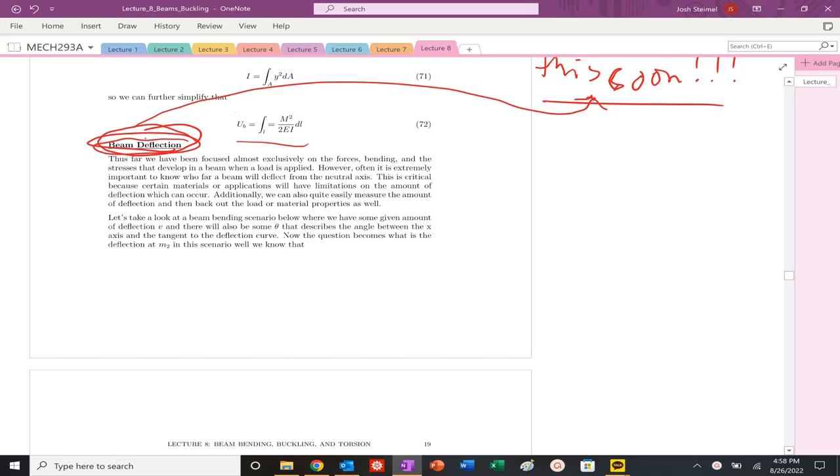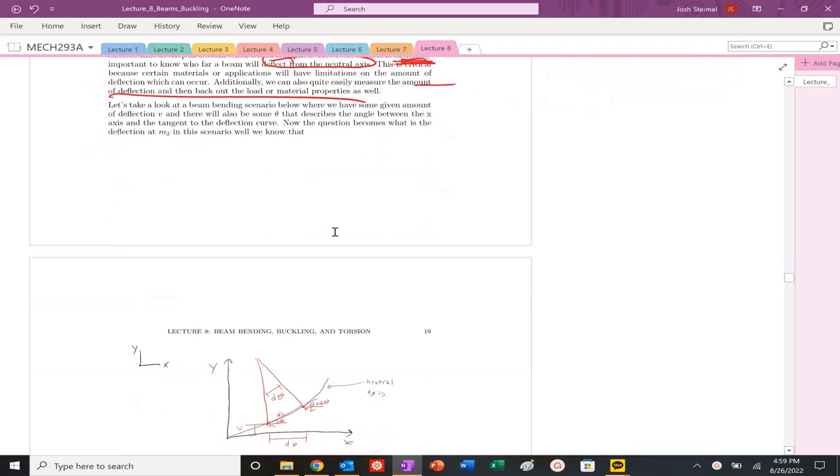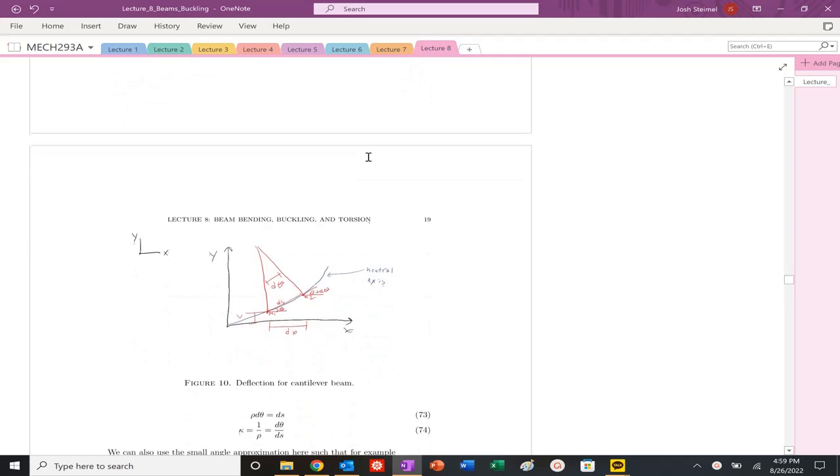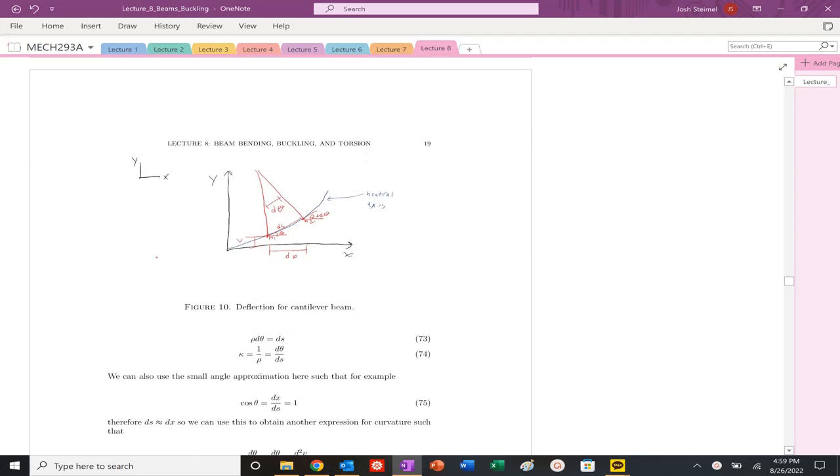So we have reached a very important part of our lecture, which is beam deflection. When we deflect a beam, we know now we deflect it from the neutral axis, we develop stresses, but we need to figure out what is the amount of that deflection. So we need to develop an equation that relates the deflection at every point along the beam.